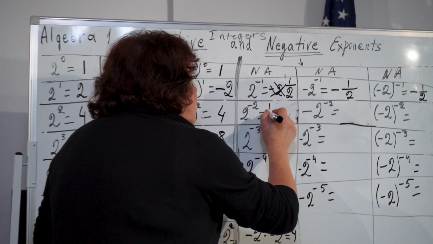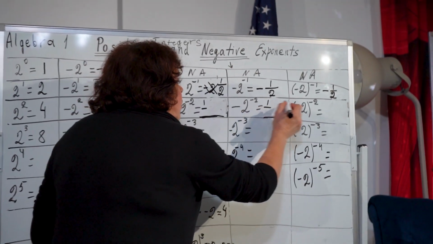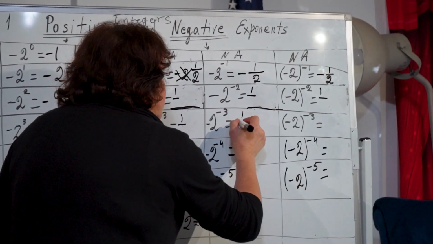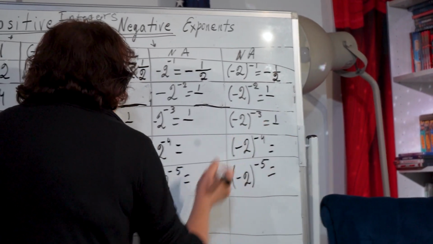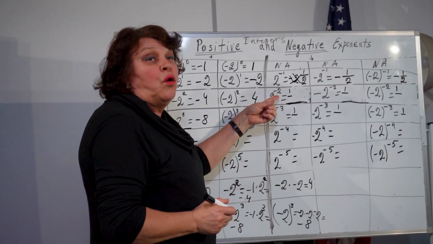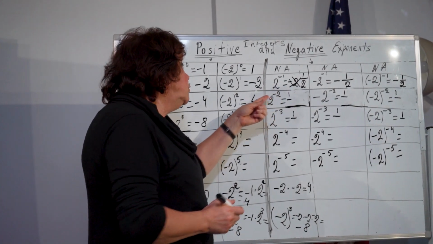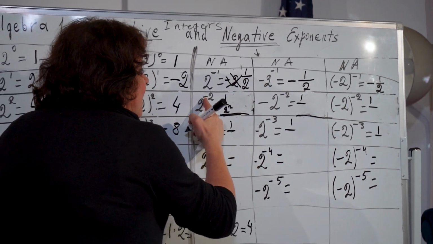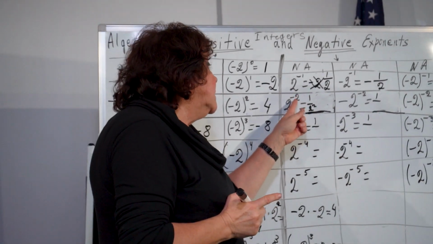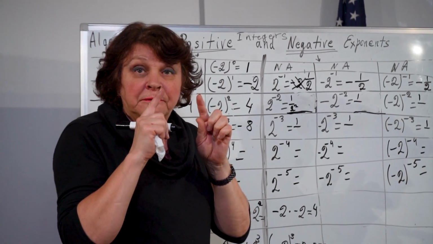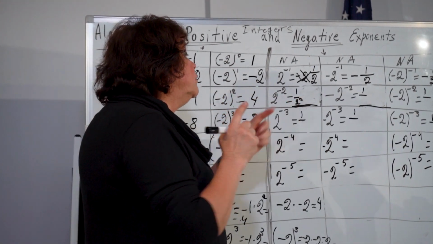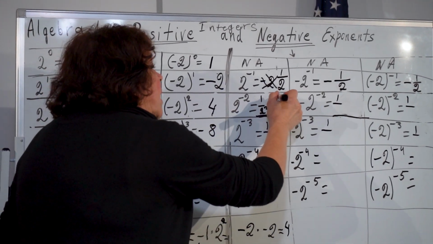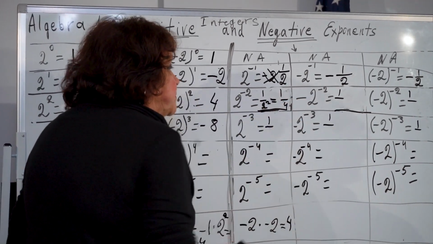You're writing 1 over. So now 1 over what? It's going to be here 2 to the power of 2. So this negative sign, the negative sign of the exponent, disappears. And what's going to be 2 to the power of 2? It's going to be 4. So the answer here is going to be 1 over 4.